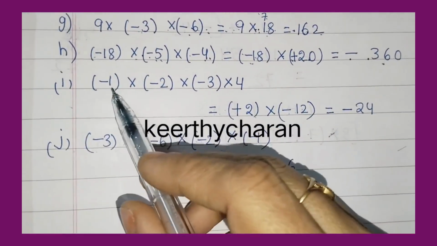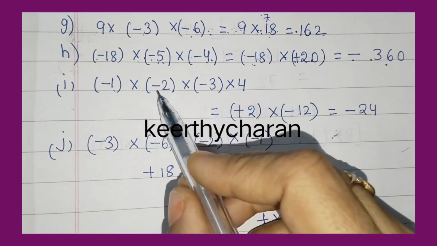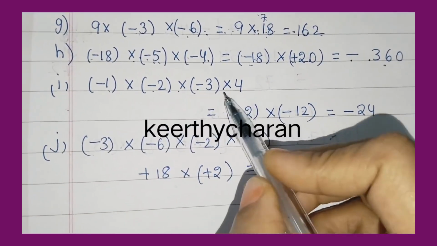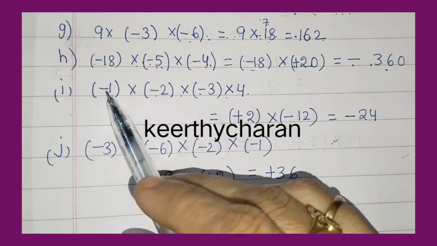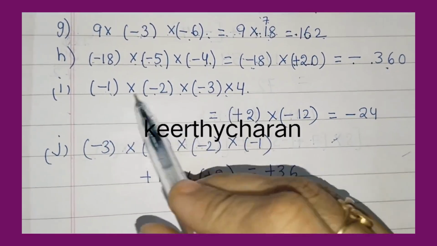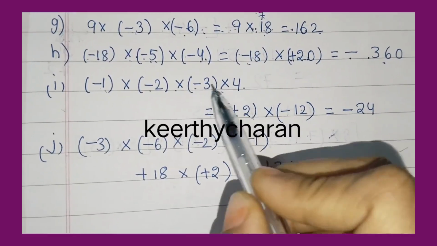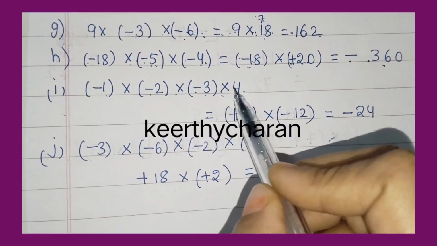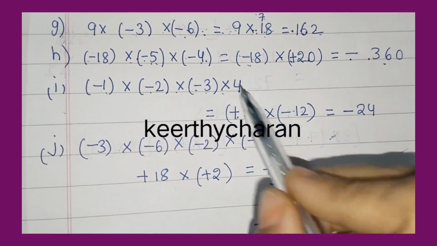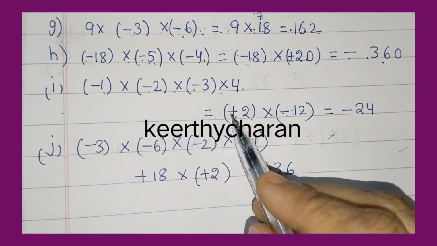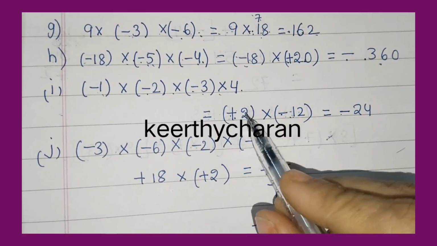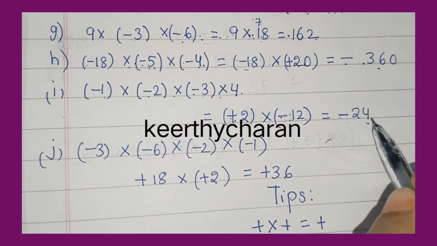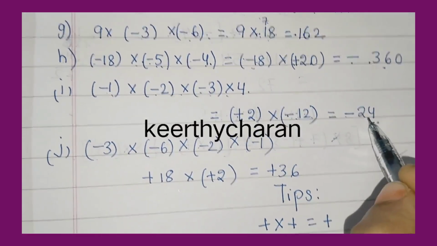So I: minus 1 into minus 2 into minus 3 into 4. So first you do these two. 1 into 2 is 2. Minus into minus is plus. Now you do these two. 3 fours are 12. Minus into plus, minus. Now you multiply first this one. So plus into minus, minus. 2 twelves are 24. Very easy. So minus 24 is the answer.